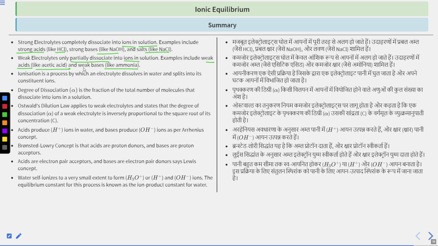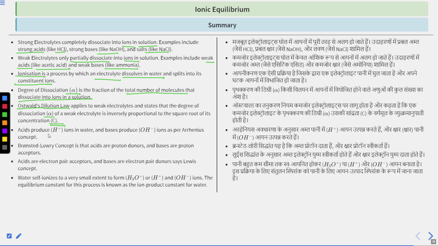Ionization is a process by which an electrolyte dissolves in water and splits into its constituent ions. Degree of dissociation alpha is the fraction of total number of molecules that dissociate into ions in a solution. We can count what is the total number of molecules that dissociate by the degree of dissociation. Ostwald's dilution law applies to weak electrolytes and states that the degree of dissociation alpha for a weak electrolyte is inversely proportional to the square root of its concentration. And one more thing, directly related to the volume of the solution.